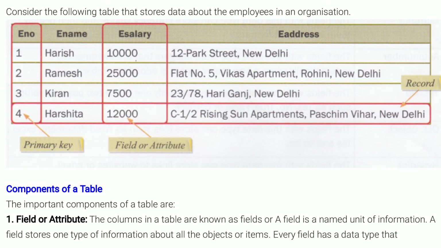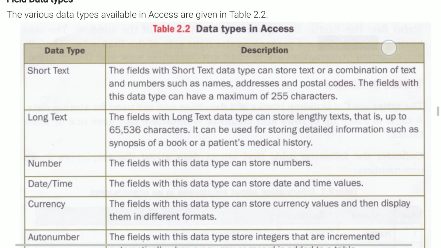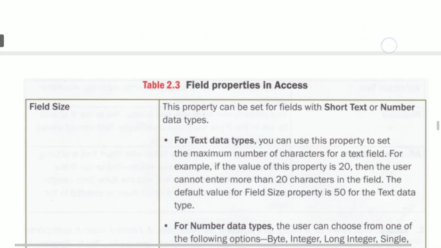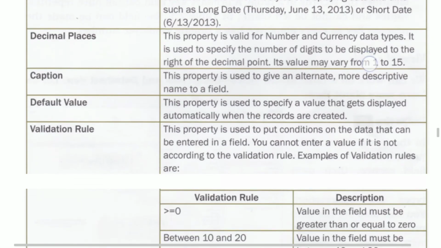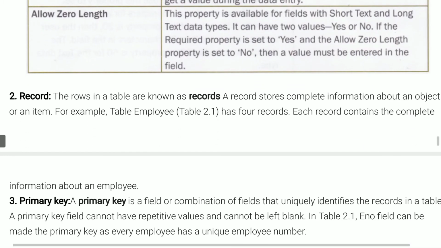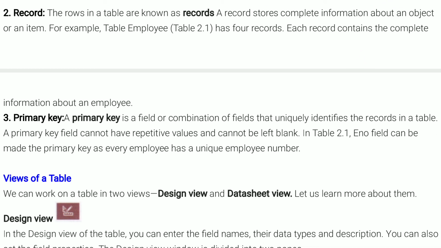I will just discuss record and primary key right now. Understand about record. I already described to you that the rows in a table are also known as record or tuple, T-U-P-L-E, tuple. A record stores complete information about an object or an item.